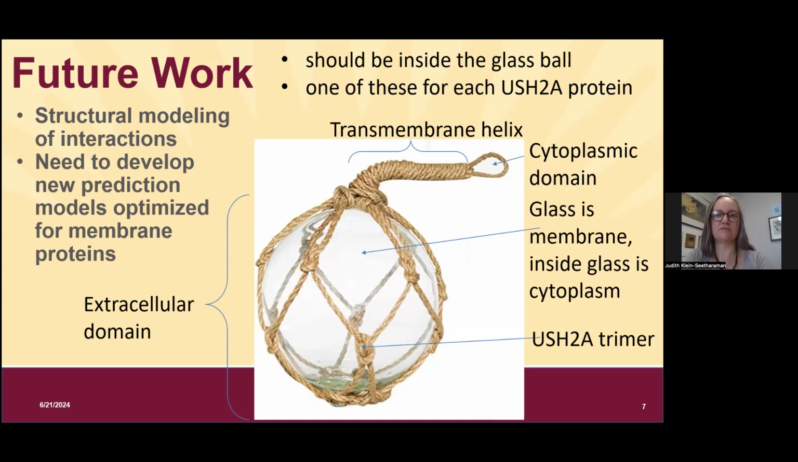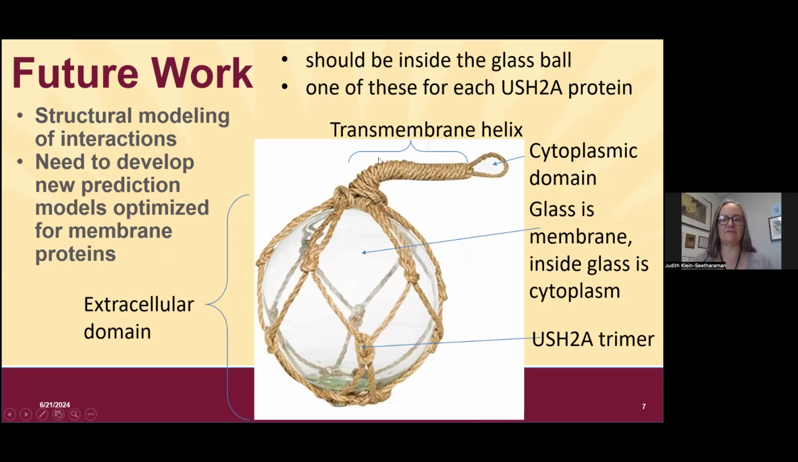So the Usherin protein, because of its large size and complex structure, really poses a big problem to the protein structure prediction methodology. So the structure that I showed you that the AlphaFold method predicts is a large hairball, which does not take into account the membrane. So one very important goal of our current research is to develop new prediction models that are optimized for membrane proteins that would allow us to predict a protein like Usherin with higher fidelity.